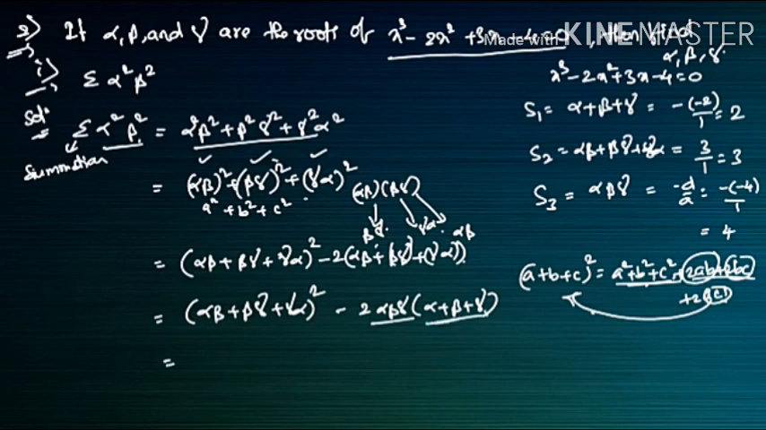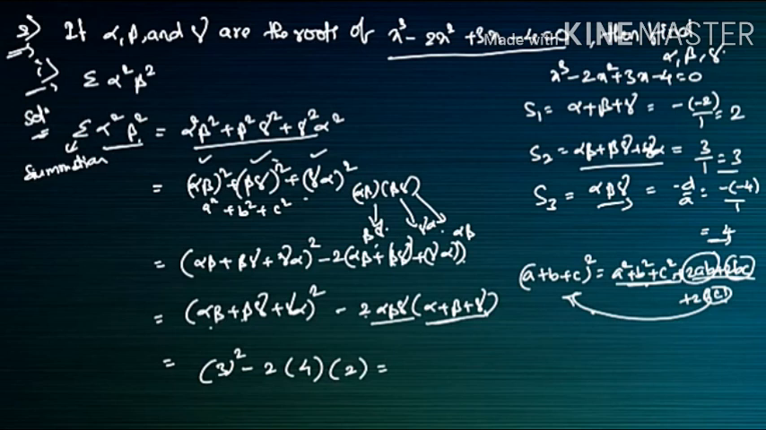So here (alpha beta + beta gamma + gamma alpha)² is equal to, this total is equal to how much? 3 here, so 3² minus 2 into alpha beta gamma, which is given as 4, and alpha plus beta plus gamma is equal to 2, we got here. So 3² is 9, 2 into 4 is 8, 8 into 2 is 16, 9 minus 16 is equal to minus 7. Minus 7 is the answer of this first question.